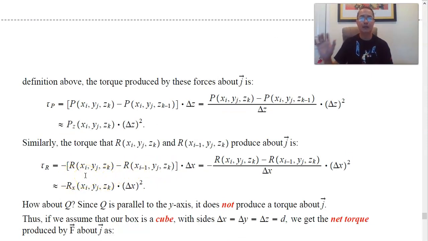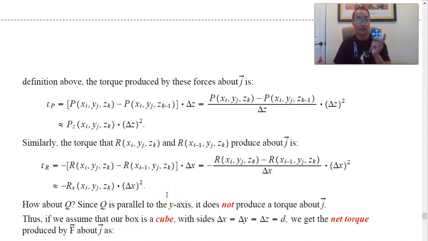So similarly for r, the torque it produces is in the opposite direction, because we assume that Rx is also positive. Now you take the difference between the forward and the backwards, multiplied by the distance between them, which is delta x, and then we fix it by multiplying and dividing by another delta x. So now we have an opposite, minus Rx times delta x squared. So I showed you a Rubik's Cube. That's a delta z squared, that's a delta x squared.